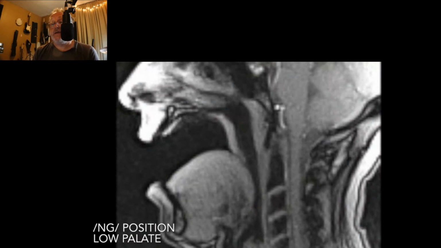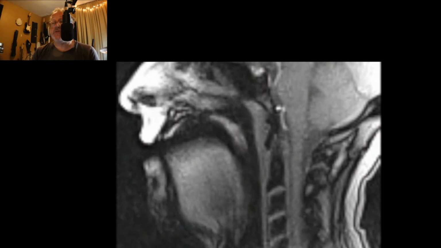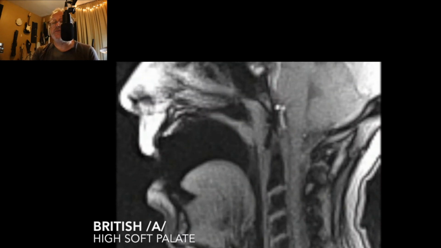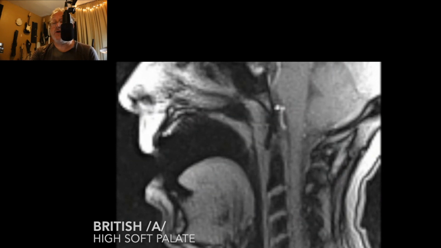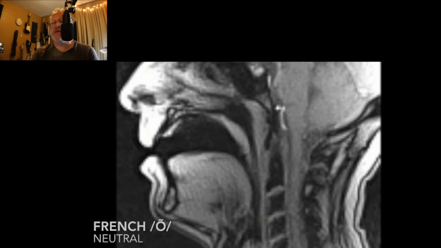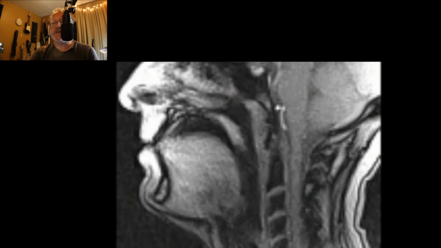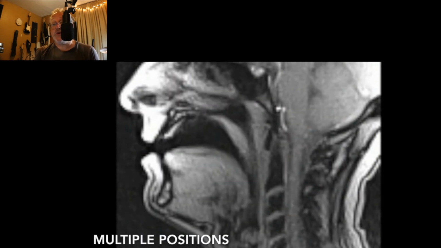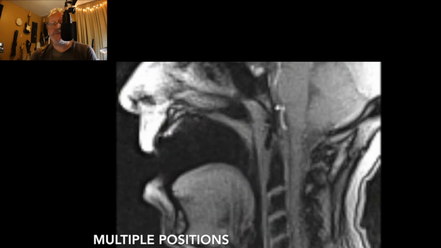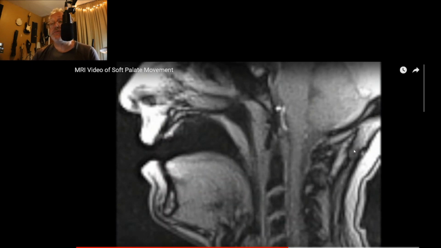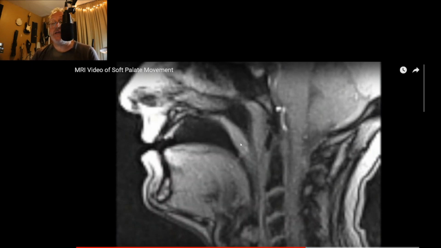Okay. He's singing the ng vowel that we're all told to sing, and the soft palate's all the way down. The British ah, it's all the way up. Okay? Now, a French neutral vowel. And you'll notice that that soft palate can be in multiple positions. It can be half open.